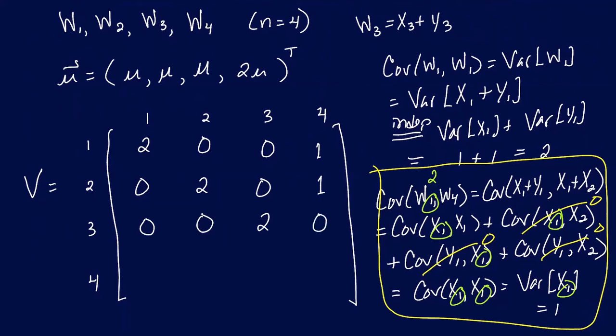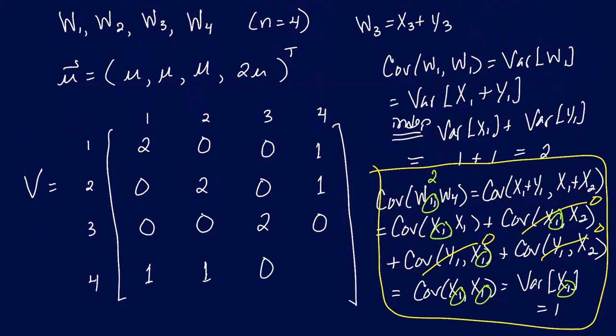And if you want to keep reasoning your way through this as a check to make sure you're doing things right, then go ahead. But I'm not going to do it. I'm just going to fill out this matrix. A variance-covariance matrix is always symmetric. So the 4-1 entry is the same thing as the 1-4 entry, which is 1. The 4-2 entry is the same thing as the 2-4 entry, which is 1. The 4-3 entry is the same thing as the 3-4 entry, and that is 0.